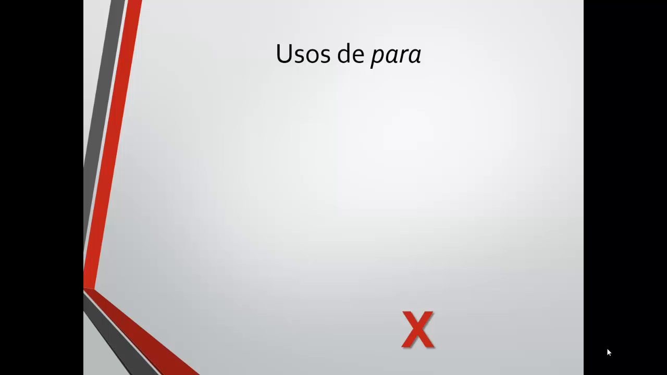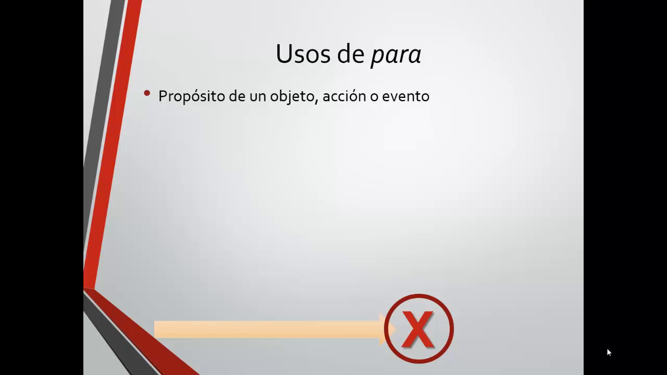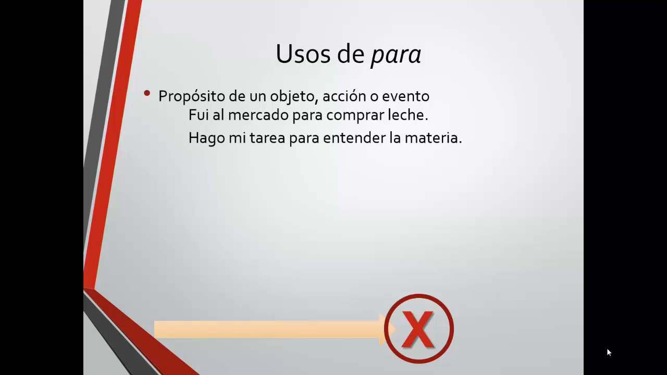As far as para is concerned, we can think of it as describing the ultimate goal. X marks the spot. The para phrase, as you will see, will set up the goal of the action. In fact, our first point is to show it doing just that, showing that the para phrase is the purpose of the object, action, or event. We can see this in sentences like "fui al mercado para comprar leche" or "hago mi tarea para entender la material." In both cases, you can see para being used just like the English phrase "in order to." In fact, it's probably the first meaning of para that you learned.